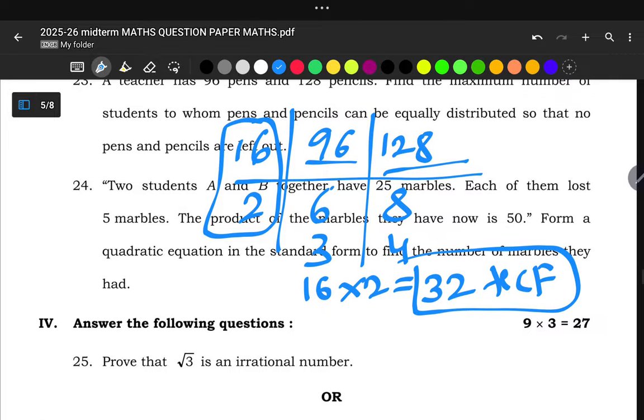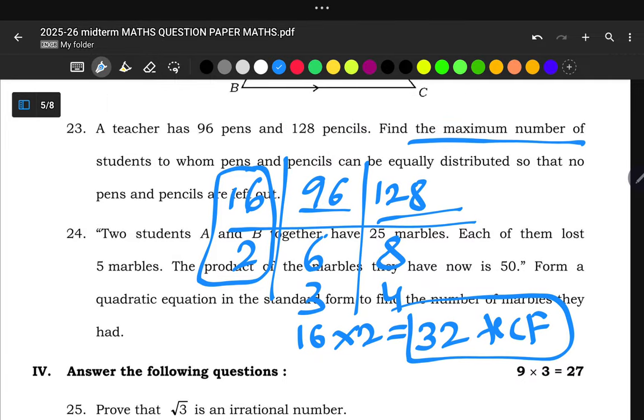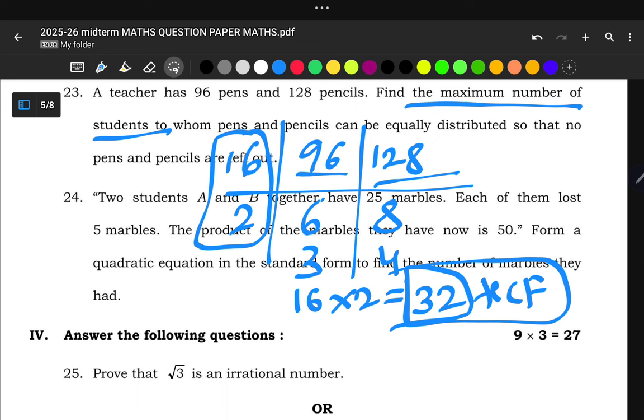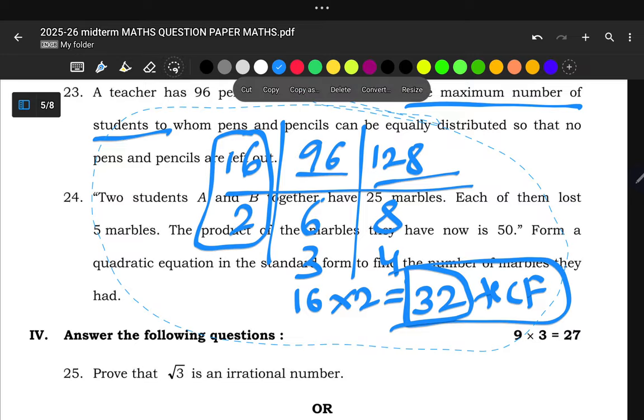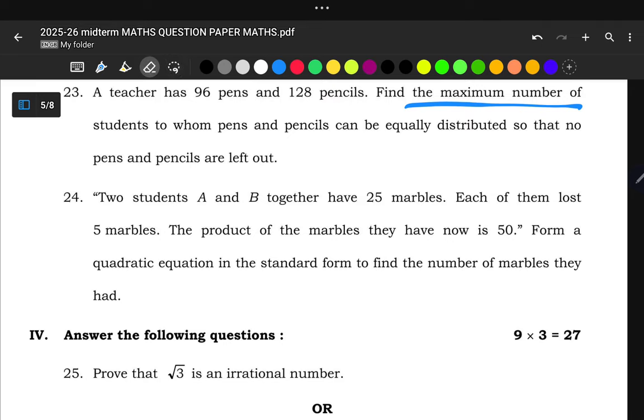It means, what is the question here? Find the maximum number of students. The maximum number of students to share equally 96 pens and 128 pencils is 32. There are 32 students to share pens and pencils equally. Okay. To solve this type of word problem, first you have to think which chapter the question is from. Then find out the keywords and then try to solve the problem.